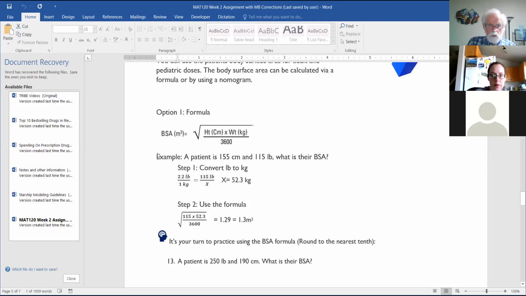So let's take a look at this. We have a patient who's 155 centimeters tall and weighs 115 pounds. So what is their body surface area? Well, the first thing we look at and say, okay, this needs to be converted from pounds to kilos. So we divide 115 by 2.2. This formula we cross multiply, right? So this becomes 2.2x equals 115. Divide by 2.2, and we get 52.3 kilos.